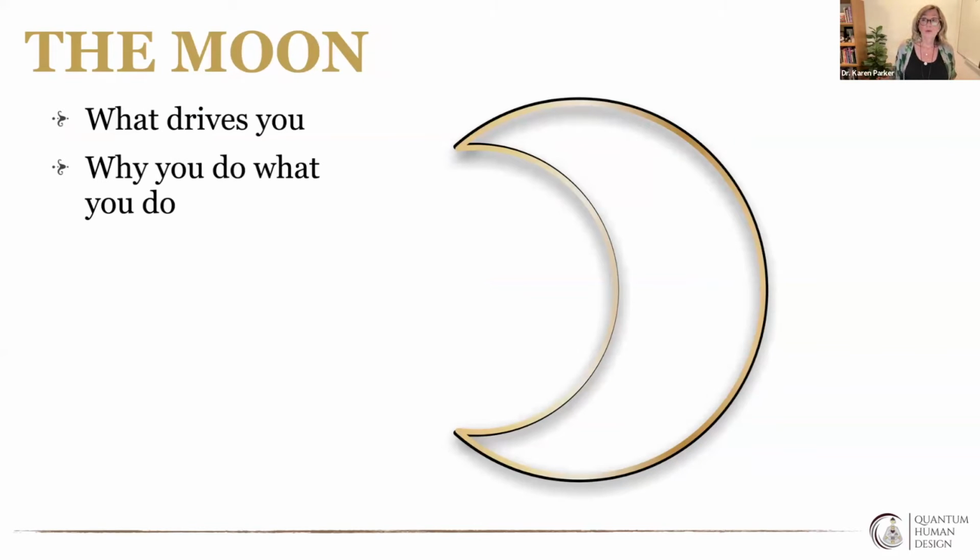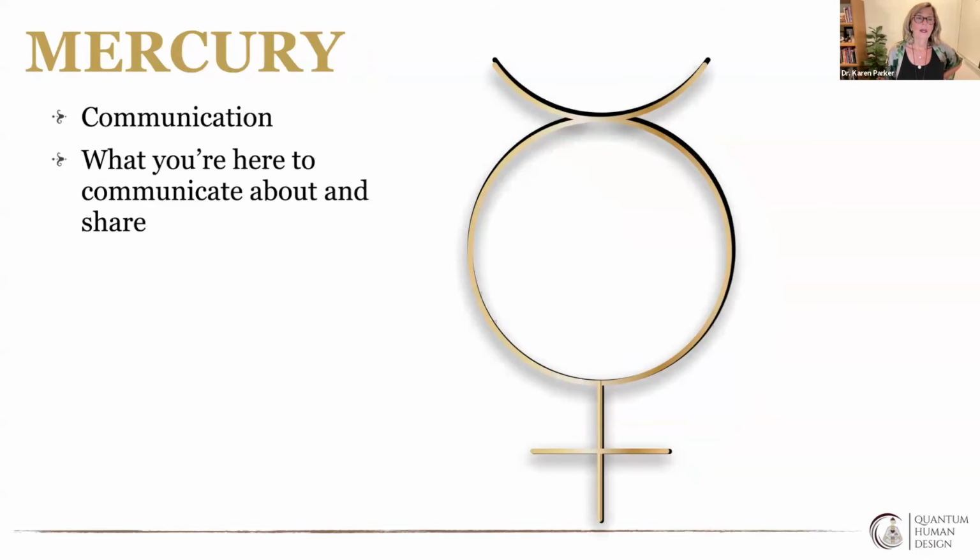The moon, which moves rather quickly, goes through all 64 gates in about 28 days. The moon is what drives you. And sometimes when you're looking at your natal chart, if you lose connection to your motivation, the moon can help you find where you can find motivation for yourself from your chart.